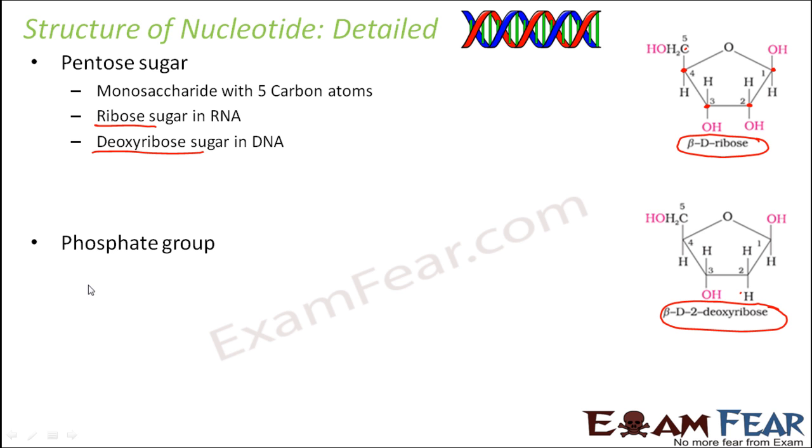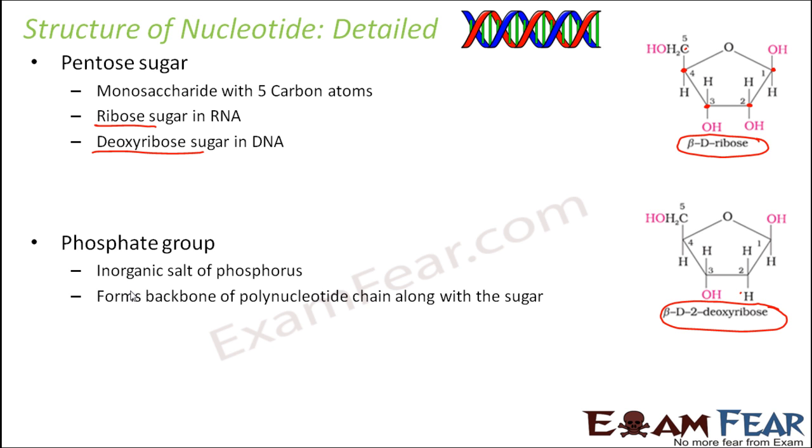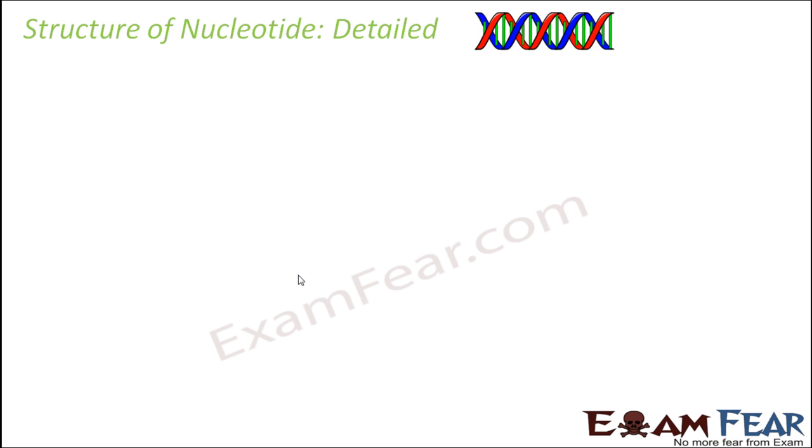The next part is the phosphate group. It is nothing but the inorganic salt of phosphorus. You all know what is phosphorus. It forms the backbone of the polynucleotide chain along with the sugar. So this pentose sugar and the phosphate group together form the backbone of the polynucleotide chain. Whether you talk about DNA or RNA, the backbone is formed by the sugar and the phosphate. When you talk about phosphate, how do we write phosphate? Normally this is how we write phosphate.